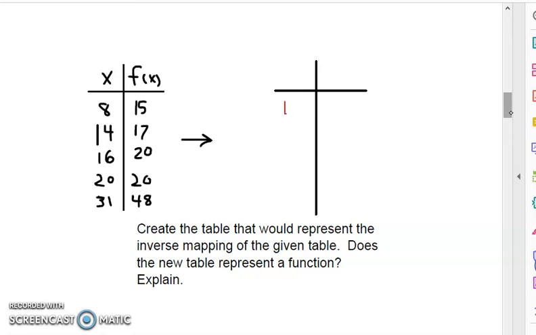So the inverse of this table, all of the y values or f of x values now become the x values. The other side becomes our inverse values, or y values, for graphing them. This would not be a function because the 20 is giving us two different answers, 16 and 20. So this is no because we don't have a one-to-one mapping for 20.